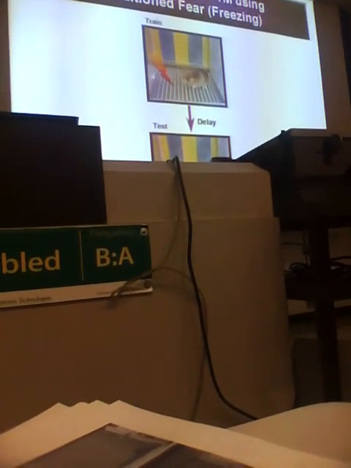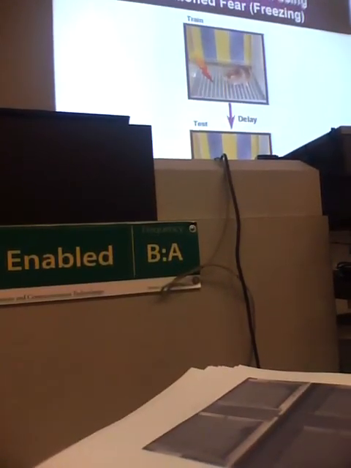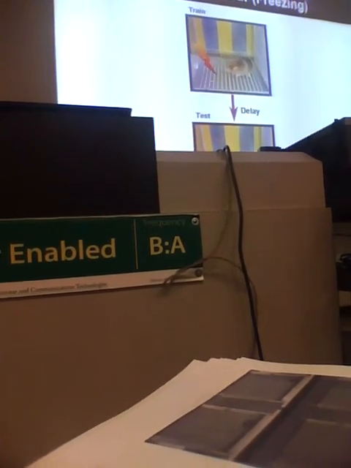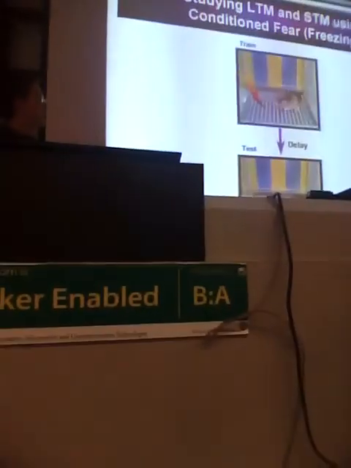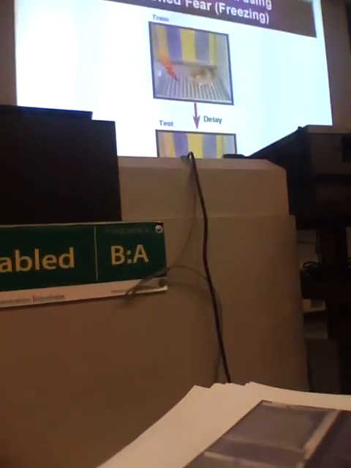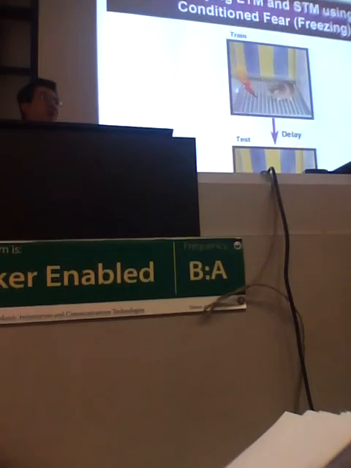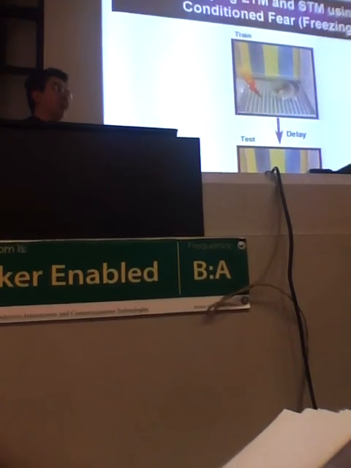So with contextual fear, you place the mouse into a box with a metallic floor. The mouse receives a very brief foot shock. And a normal mouse remembers the association between that box and the foot shock. So after a time delay, if you put the same mouse, the shocked mouse, back into the same box and just leave it there for 5 minutes and measure the amount of time it spends completely frozen with fear, you can have an index of contextual fear memory.